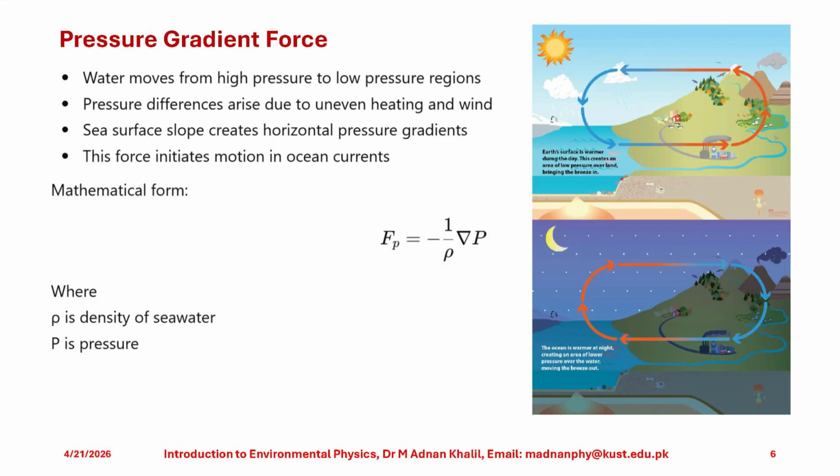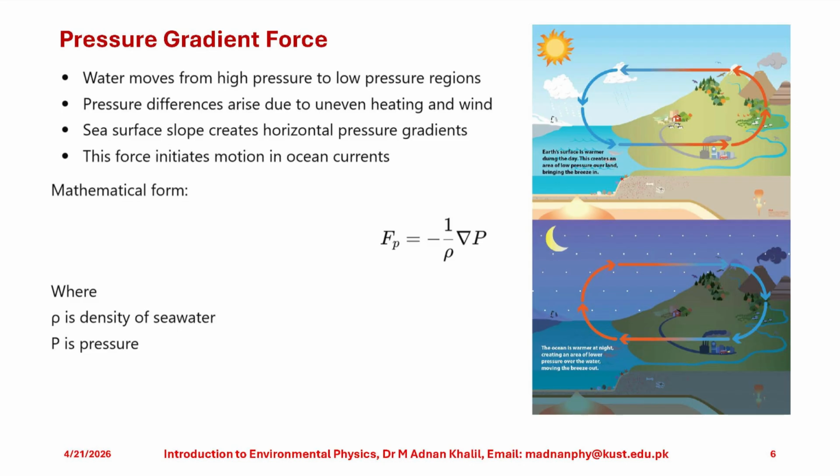Now we come to the pressure gradient force, which is the fundamental force that initiates motion in both the atmosphere and the ocean. Let us understand this using the figure shown here. The diagram represents a coastal region and shows two situations, daytime and nighttime. It is not only illustrating pressure gradient in water, but also the thermal contrast between land and sea, which is very important physically. During the day, land heats up faster than the ocean.